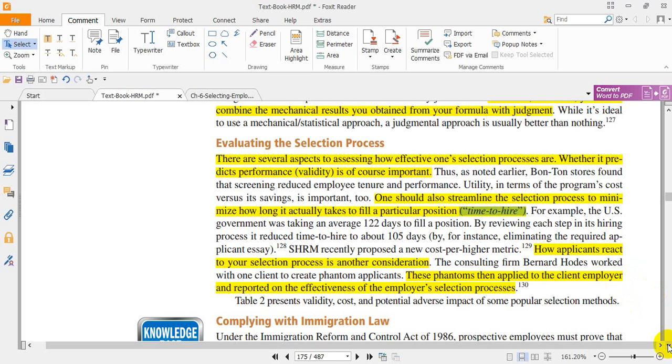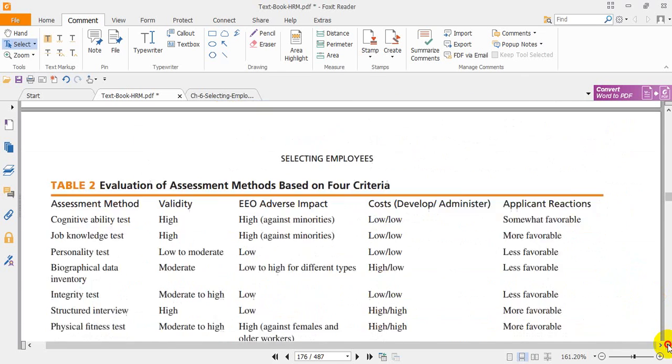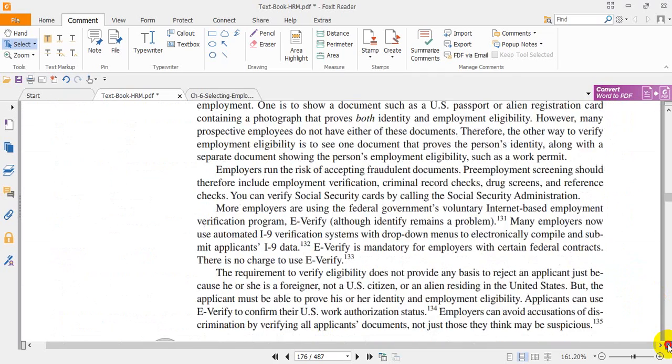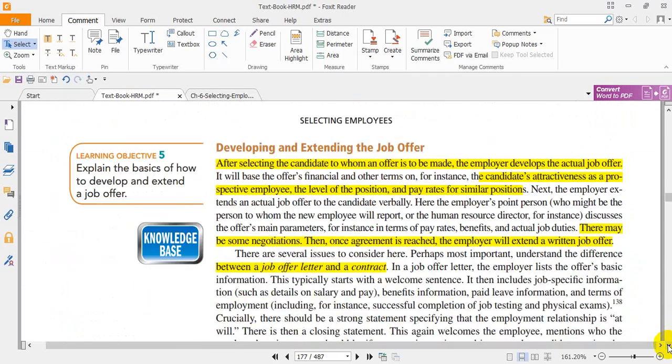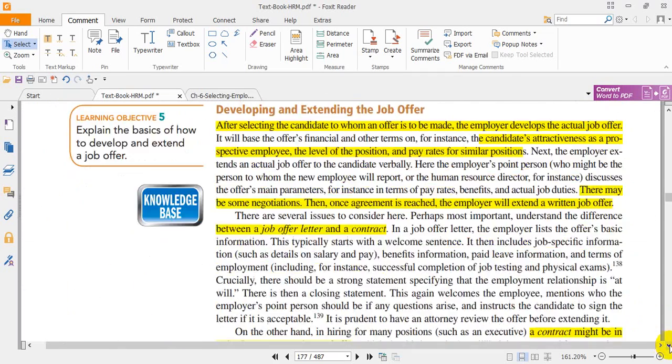Okay, now I'll talk about the last part in this chapter, which is developing and extending the job offer, and this is the last learning objective in this chapter.